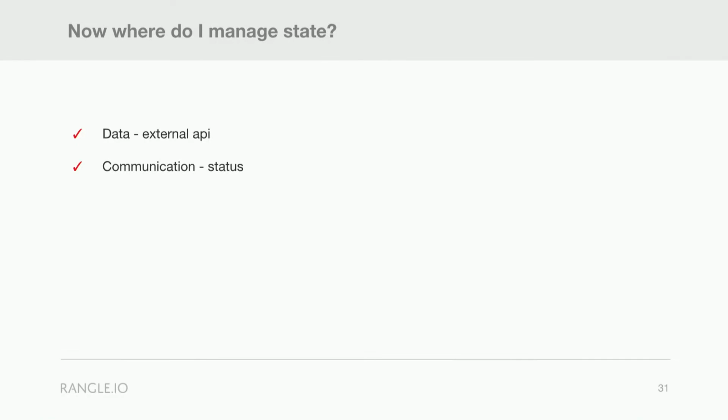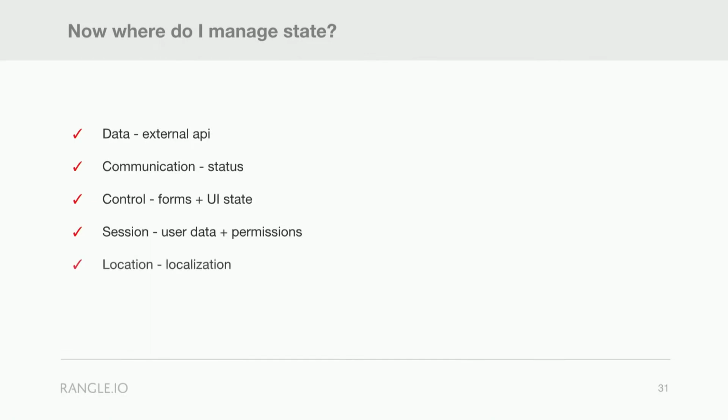Is this call fetching? Is it loaded? Is there an error? That'd be communication state. There's control state. So it'd be anything for forms or UI state, toggling an accordion, for example. Session state, so user data, user token, what's their username or their permission, and location, localization data. So example, preferred language.